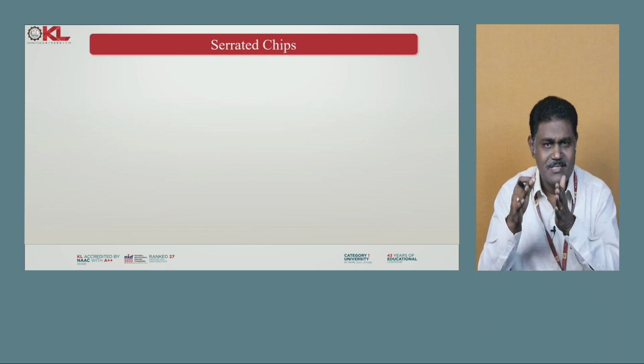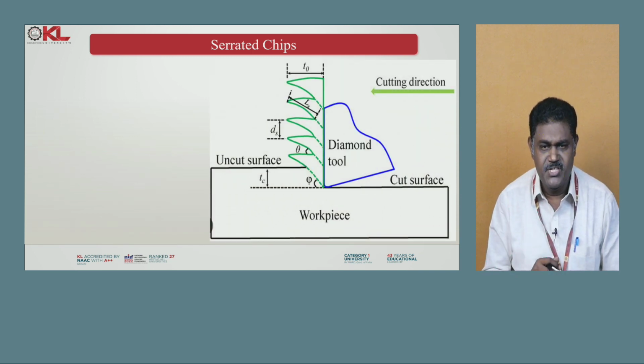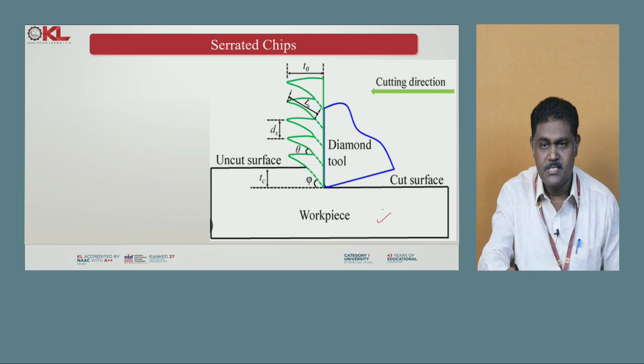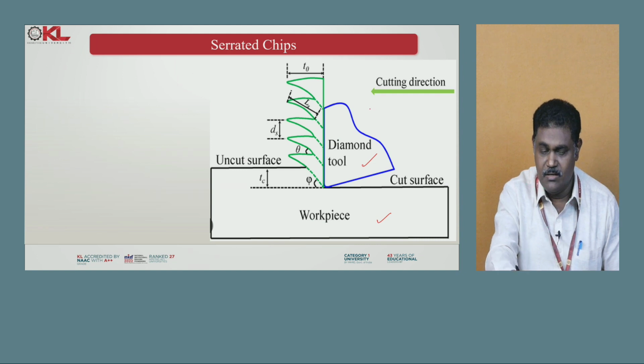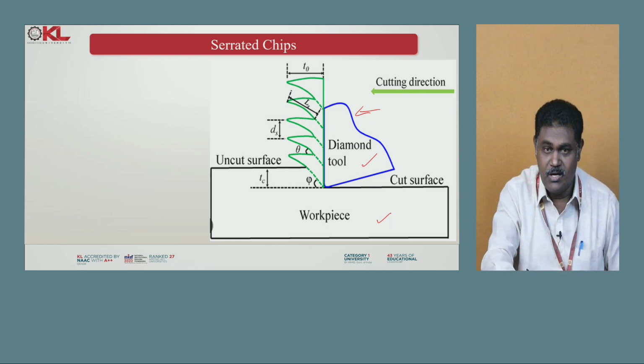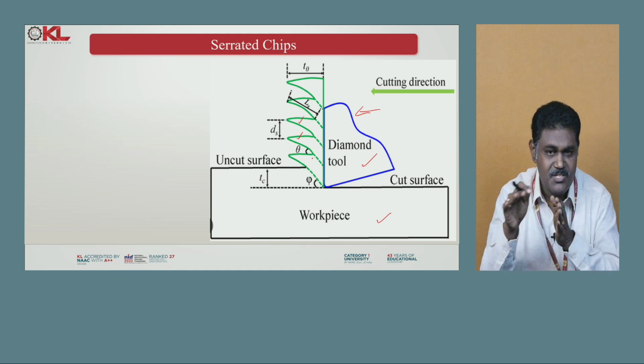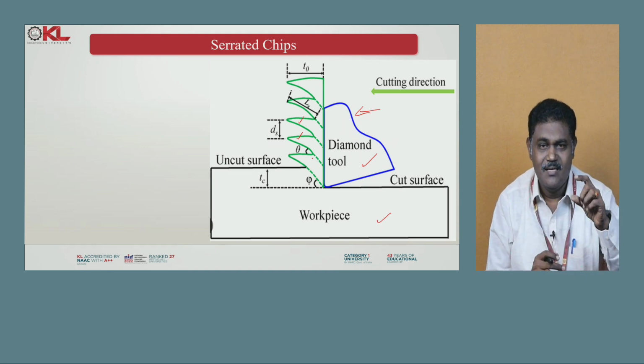Next, the last one, serrated chips. Now you can see the serrated chips: this is a workpiece and this is the tool. Now you can observe how the chips are forming. The cutting direction, the tool will move in this direction. The chips are forming in this shape, it looks like a sharp tip. So here one formation is coming, and here is another one, here another one. This is the shape in which the chips are forming. This type of chip you can call serrated chips.